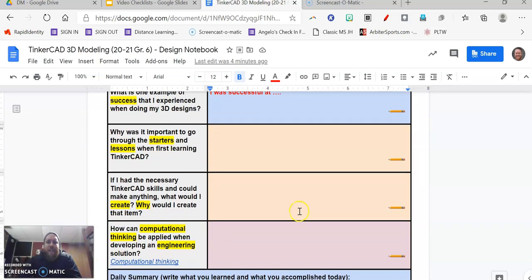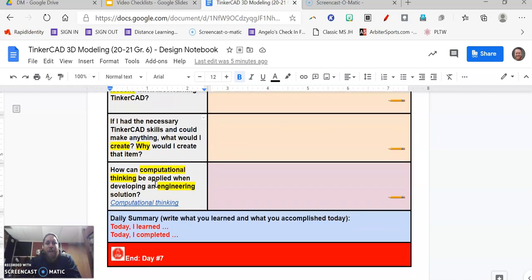We've got 2 should-answer questions with the orange background here. Why was it important to go through the starters and the lessons when first learning TinkerCAD? Okay, those starters and lessons, again, were from day 3 and 4 that we worked through. Why were those important to use when we first started TinkerCAD? And then thinking back, if you could really develop your TinkerCAD skills, and you had those necessary skills and you could make anything that you wanted on a 3D printer or in this TinkerCAD design, what would you create and why would you create that item?